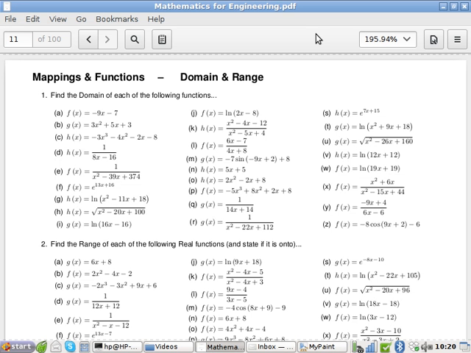However, D is not all real numbers. It's all real numbers except 2. Why can't we use 2? Because it would make 0 in the bottom. You understand this? Okay. Now E is starting to get a bit more difficult. Is it fine if it makes 0 on the top? Yeah.